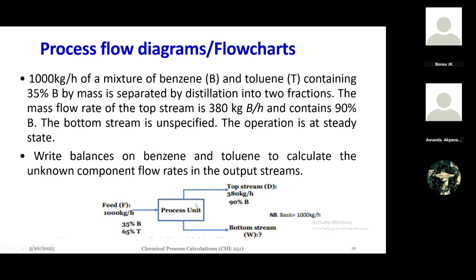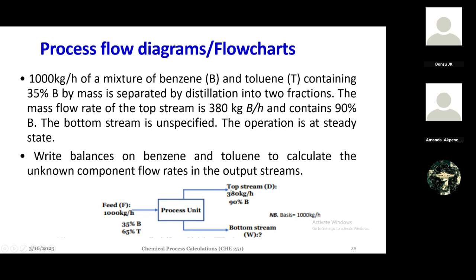It enters the process unit, and then we get two outputs, our top stream and our bottom stream. The mass flow rate of the top stream is 380 kg per hour. They've given us the mass flow rate of the top stream, but this mass flow rate was in terms of benzene. Sorry, I think this is a mistake. It's supposed to be 380 kilogram per hour. So that becomes our top stream.